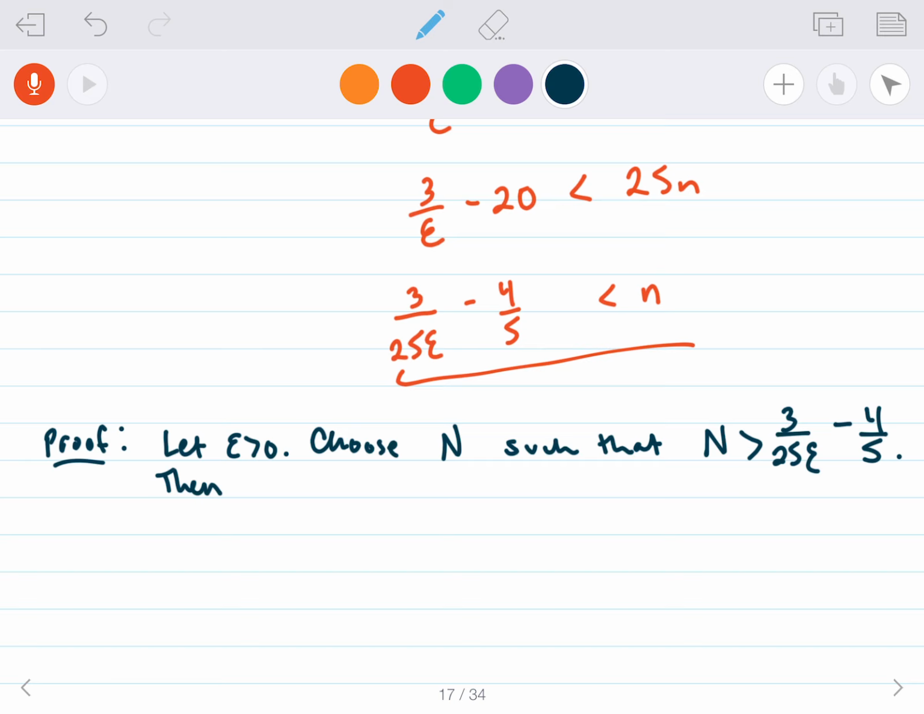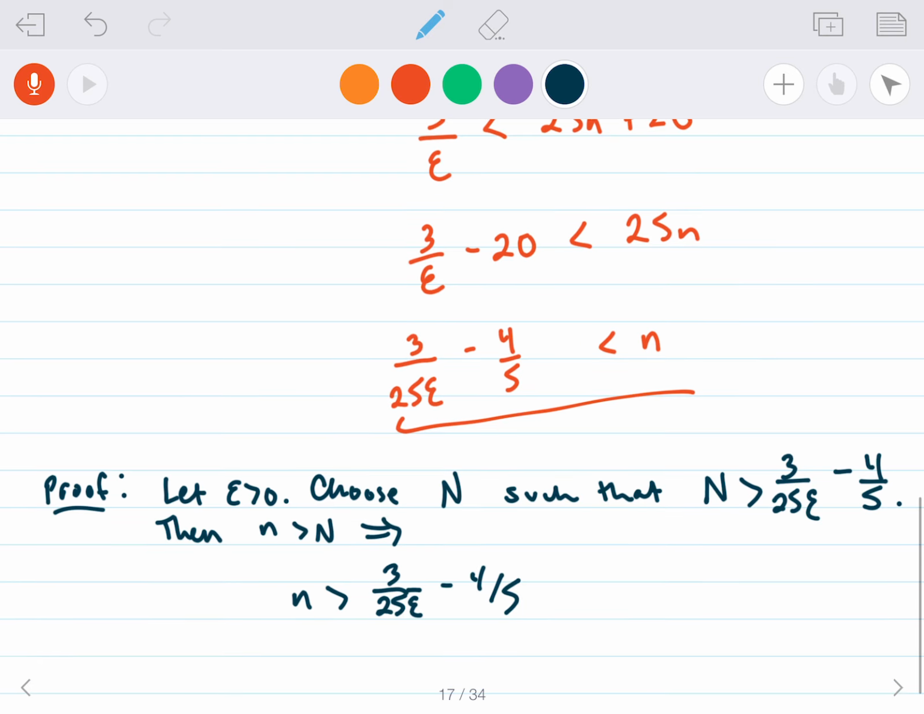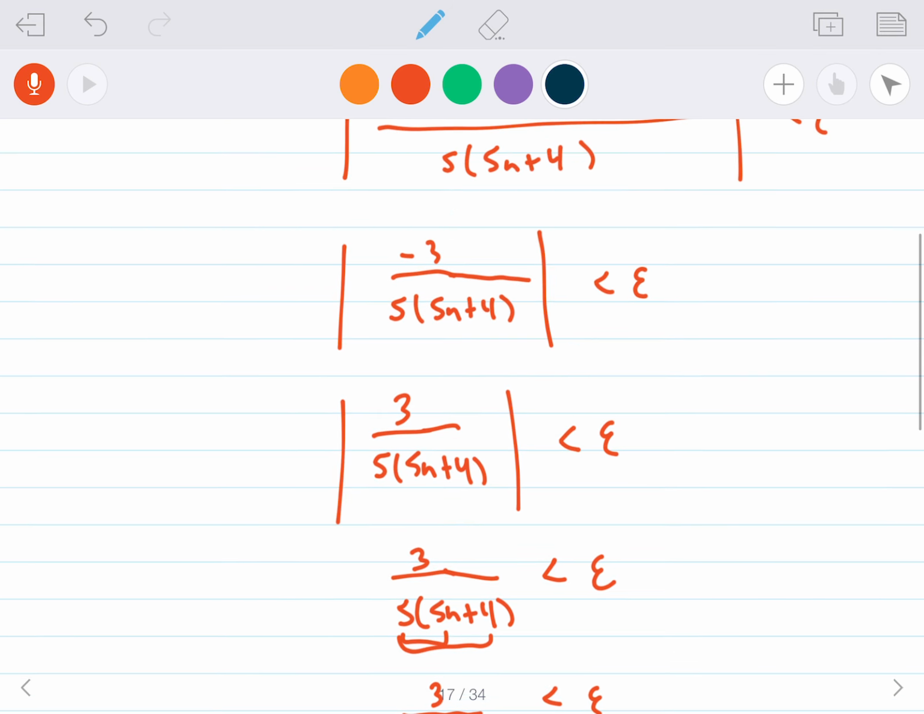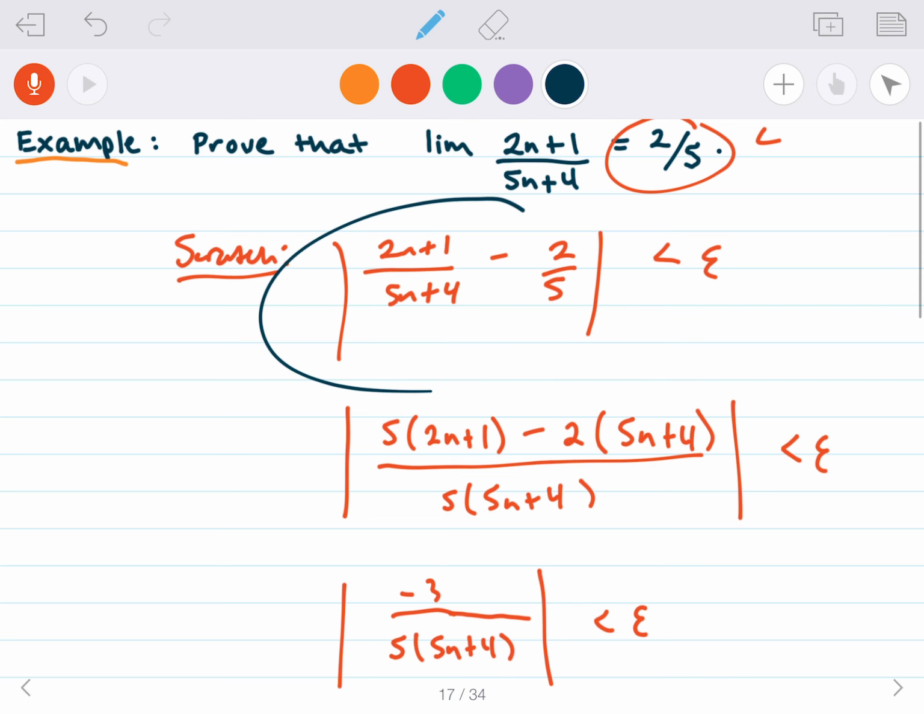Okay, so then n bigger than capital N implies n is bigger than 3 over 25 epsilon minus 4 over 5. And this is where I'm starting to get sloppy, because now this implies this. But again, just don't do what I do on your first homework. On the second one, I think this is okay if you skip some steps. Blah, blah, blah. And then the final step is going to be the top thing that we started with. This.